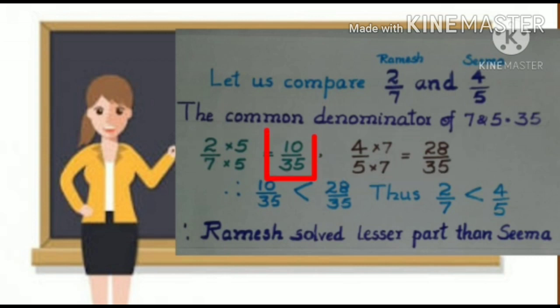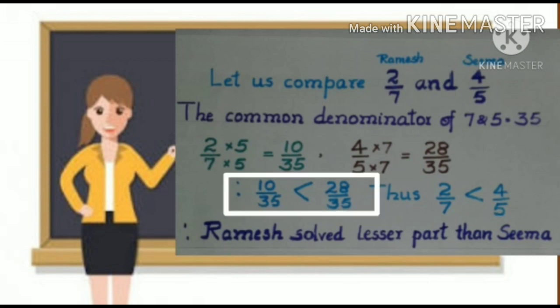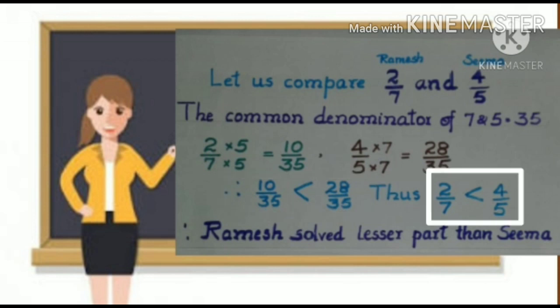Now they are 10 upon 35 and 28 upon 35. So, 10 upon 35 is lesser than 28 upon 35. That is, 2 upon 7 is lesser than 4 upon 5. Therefore, Ramesh solved lesser part than Seema.